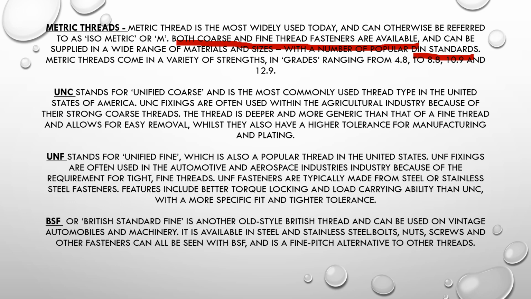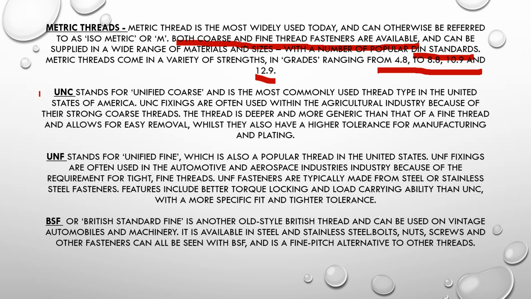Metric threads come in a variety of strengths in grades ranging from 4.8 to 12.9. If you don't know what 4.8, 8.8, or 10.9 denote, you can watch my previous videos also. There I have explained what it means by 4.8, what tensile strength is, what yield strength is, and what type of material it is. Everything was explained there. You can go there and check.